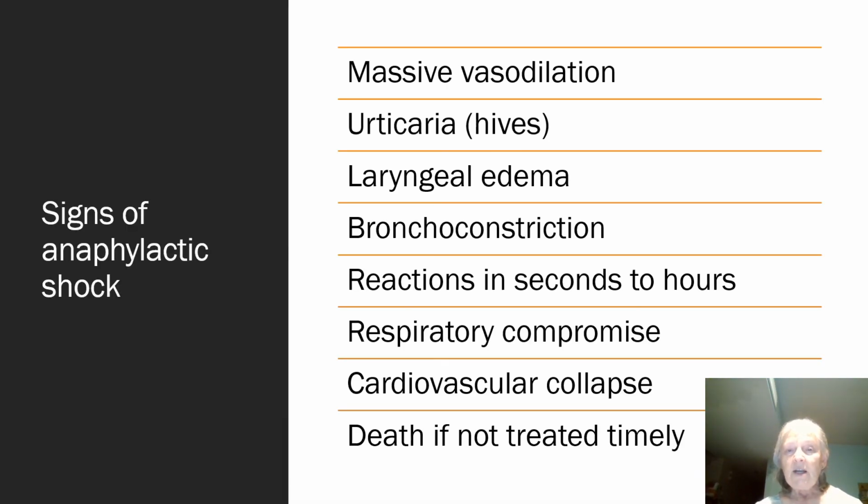So what are some of our signs? Massive vasodilation, hives, laryngeal edema, bronchoconstriction, respiratory compromise, cardiovascular collapse, and death if you don't treat them in a timely manner. Remember epi, just in case you're wondering, it's epi. Some of the medications out there, some of the ones that you use for asthma, you have to have EpiPens. Xolair is one of them. If they're going to give you Xolair, you have to have an EpiPen. You have to keep it with you because it's been known to cause anaphylactic shock.